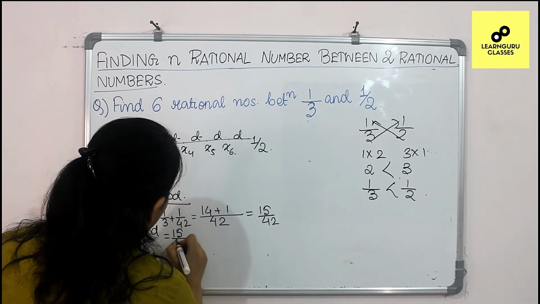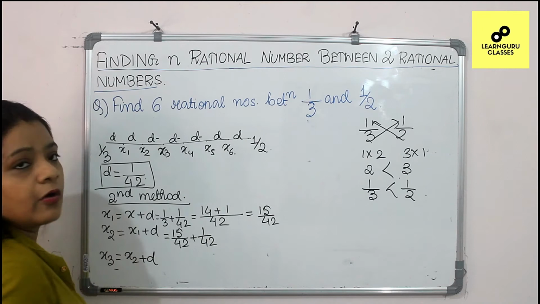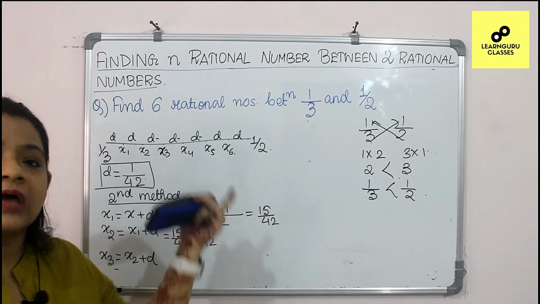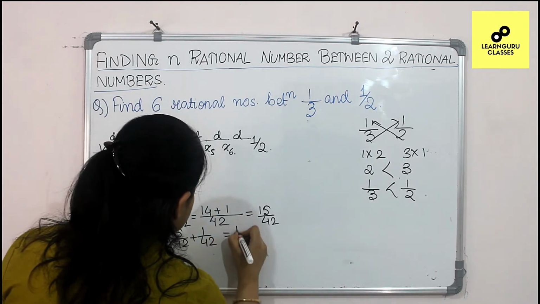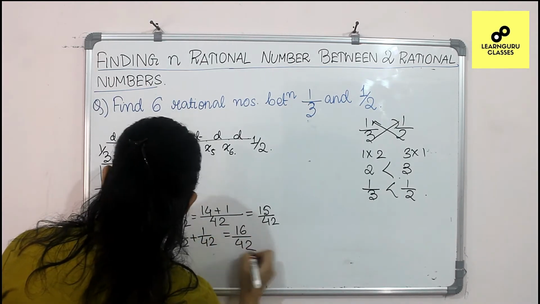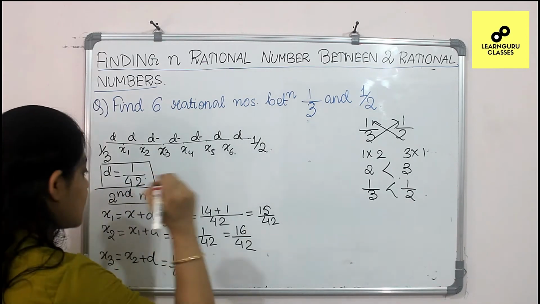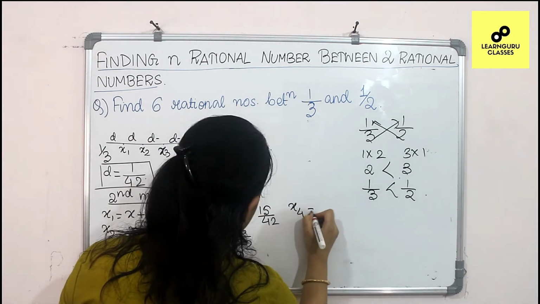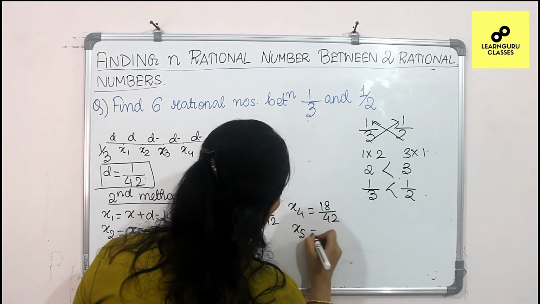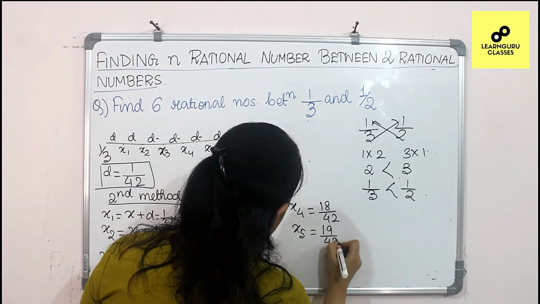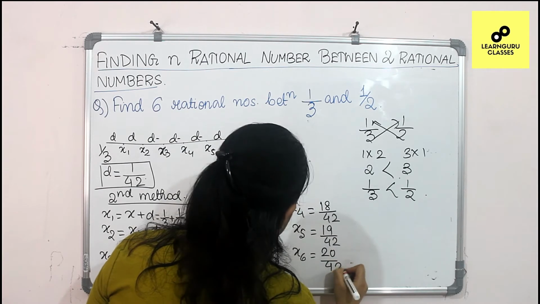Just add 1 with the numerator, because both the denominators are the same. So you can, without taking LCM, just add the numbers. So you are getting 16 by 42. Here you are getting 17 by 42. I am just writing the values. x4 you are getting 18 by 42, x5 you are getting 19 by 42, and x6 you are getting 20 by 42.